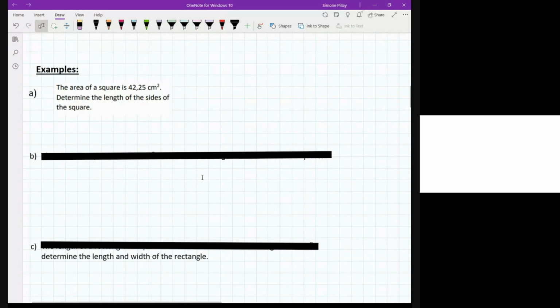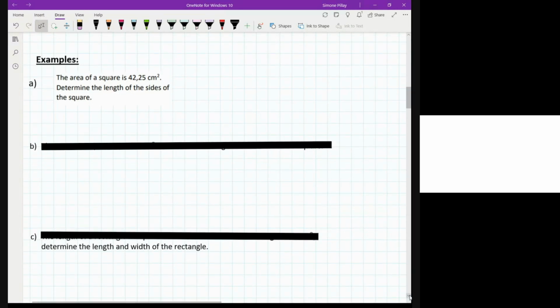So, what we did on Tuesday was very much the basics, where we were always calculating our unknown as the area. What I've put up on the board now is some examples where they've given us the area and we have to work backwards to calculate a missing length. So here they tell us the area of a square is 42.25 centimeters squared. Determine the length of the sides of the square.